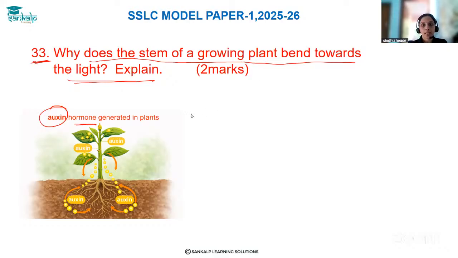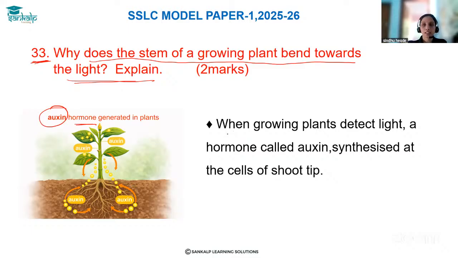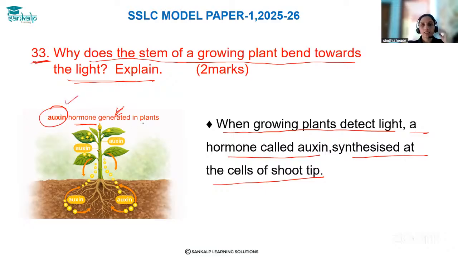So you have to write the explanation here. The explanation is like this. When growing plants detect light, a hormone called auxin is synthesized at the cells of the shoot top. Okay, see here, when the sunlight is detected by the plant, the hormone called auxin is generated in the plant. This is synthesized at the cells of the shoot top.